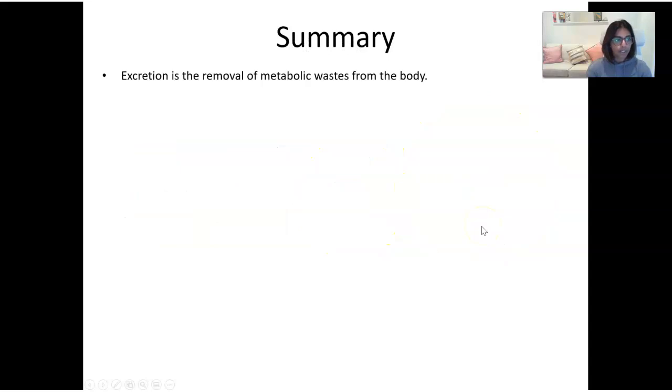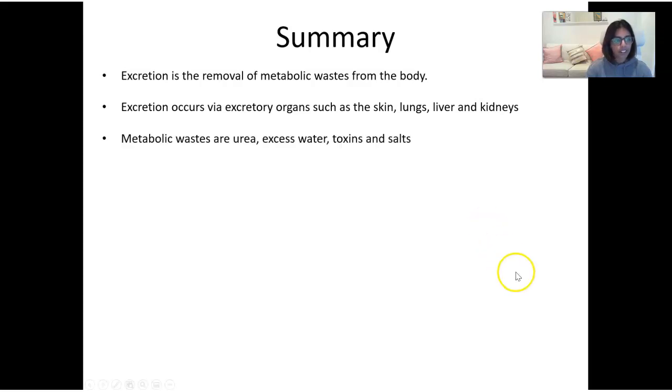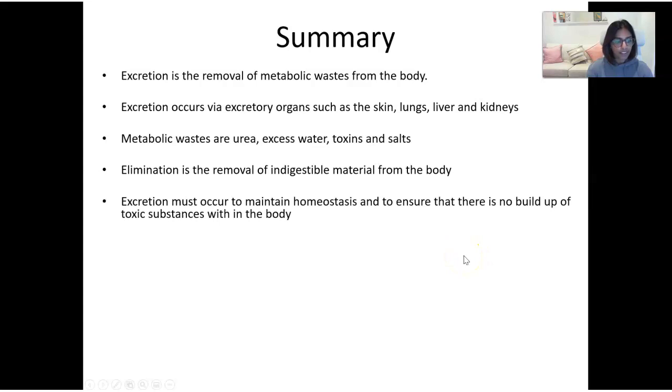So in summary, we know that excretion is the removal of metabolic waste from the body. Excretion occurs via excretory organs such as the skin, lungs, liver and kidneys. Examples of metabolic wastes are urea, excess water, toxins and salts. Elimination is different from excretion. Elimination is the removal of indigestible material from the body, whereas excretion must occur to maintain homeostasis and to ensure there's no build-up of toxic substances within the body. Remembering that homeostasis is about keeping the body in balance.